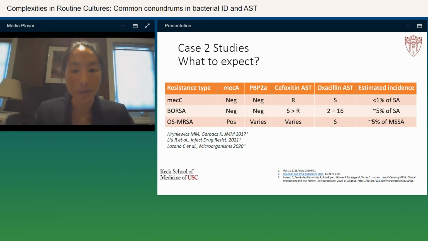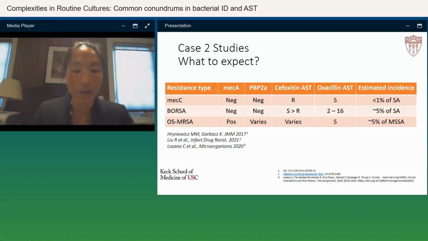With the borderline mechanism, as mentioned, this is not a mecA-driven mechanism either. mecA and PBP2A should be negative. Cefoxitin is usually susceptible, but can be resistant in various studies. And the oxacillin MIC is, again, roughly defined as between 2 and 16 for borderline strains. This has occurred in roughly 5% of Staph aureus isolates when research studies have looked at this.